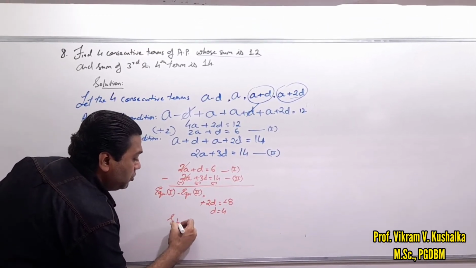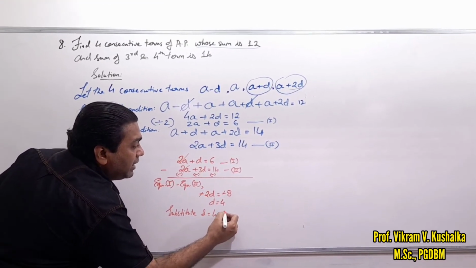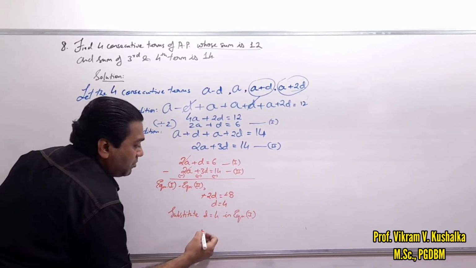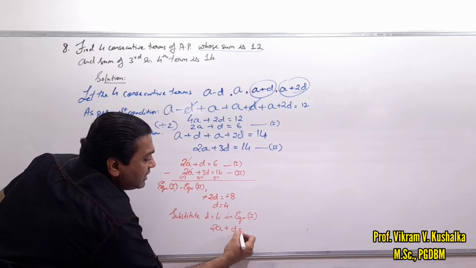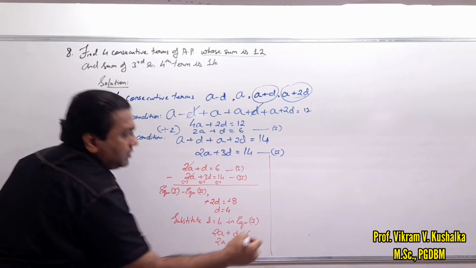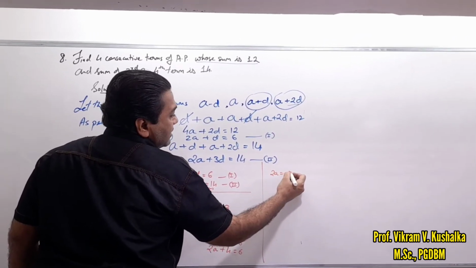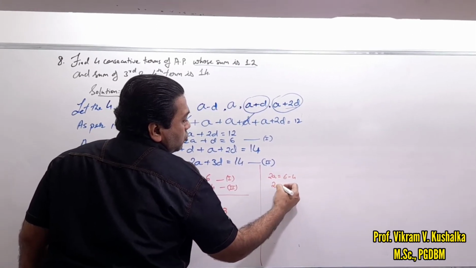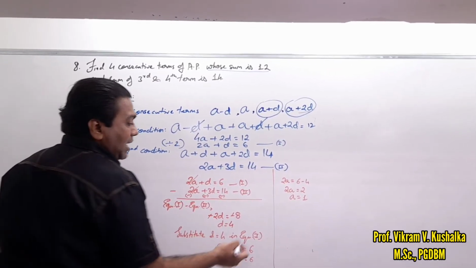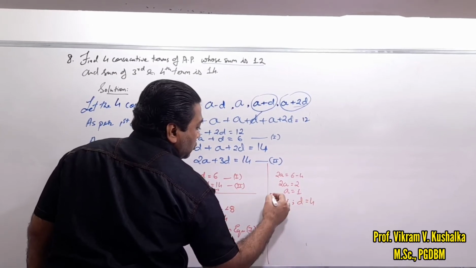Now what are we going to do? Substitute d equals 4 in any one of these equations. I'll take equation 1 for substitution. My equation number 1 is 2a plus d is equal to 6. So 2a plus 4 is equal to 6, right? Now, when I solve this, what do I get? 2a is equal to 6 minus 4. So 2a is equal to 2, a is equal to 1. By solving these simultaneous equations, I got a is equal to 1 and d is equal to 4.